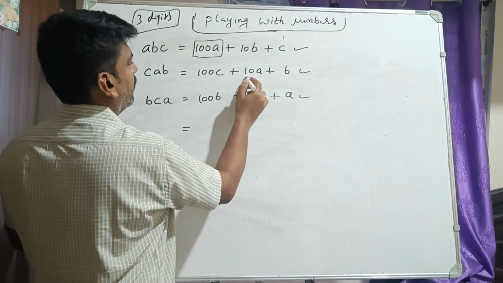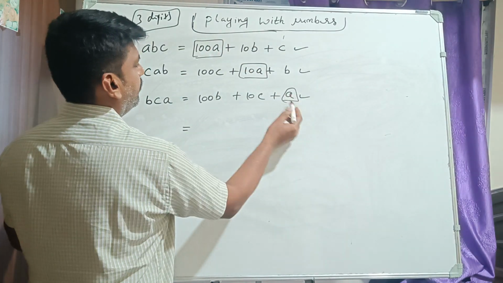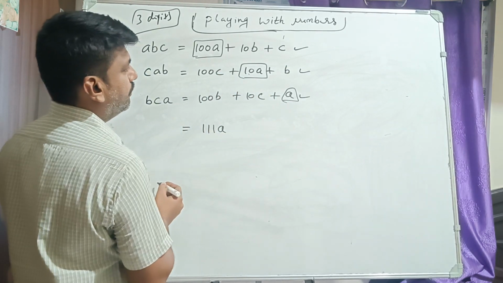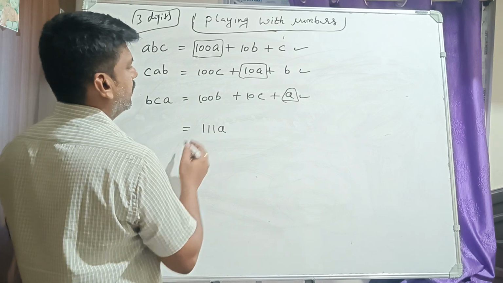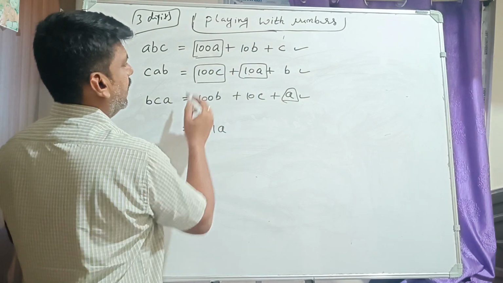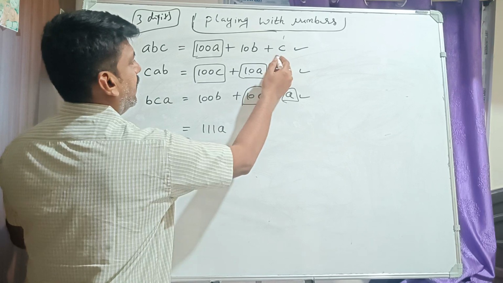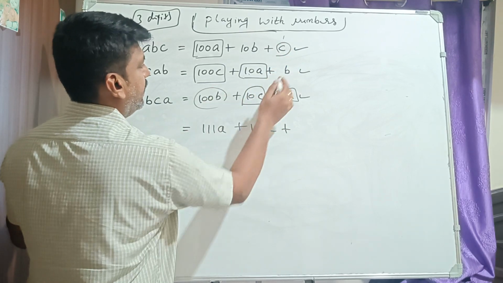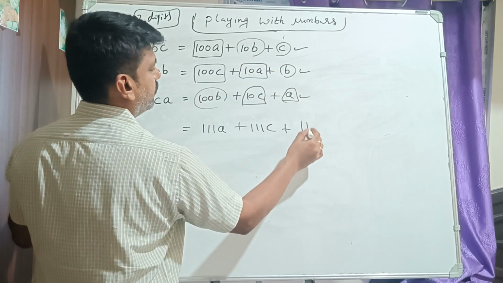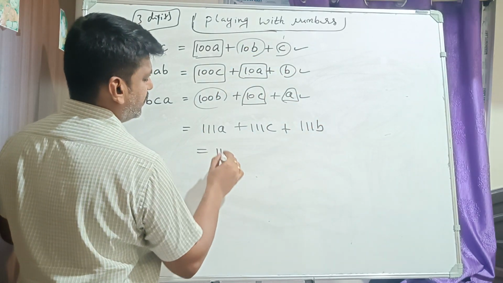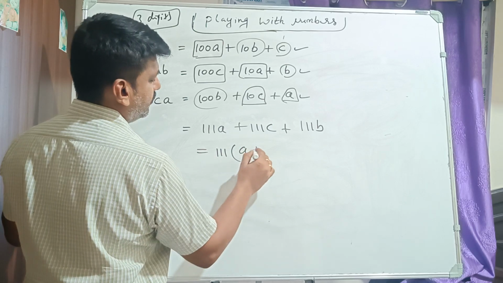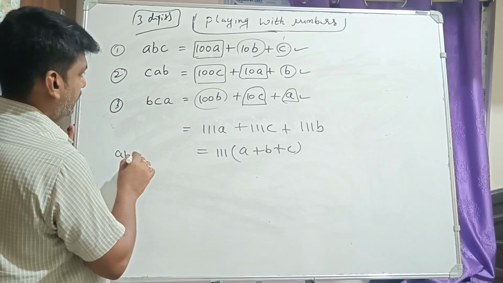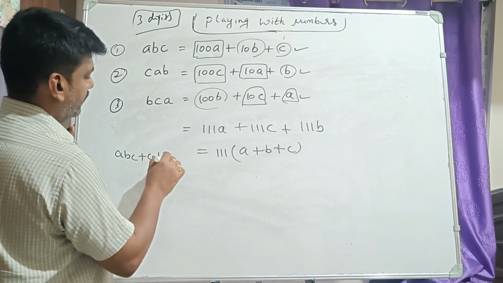For A, it is 100, 10, 1, so it is 111A, right? Then with respect to C, 100C, 10C, and 1C, so it is 111C. With respect to B also the same, 100B, 10B and 1B, so it is 111B. So what is the common thing? 111 is the common thing. So you will get 111 times A plus B plus C, right? Here also the same: ABC, CAB, and BCA.